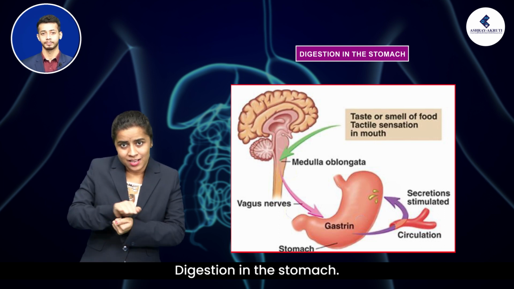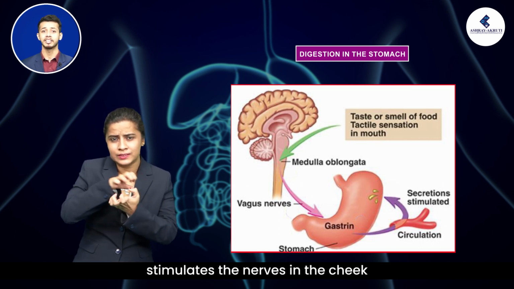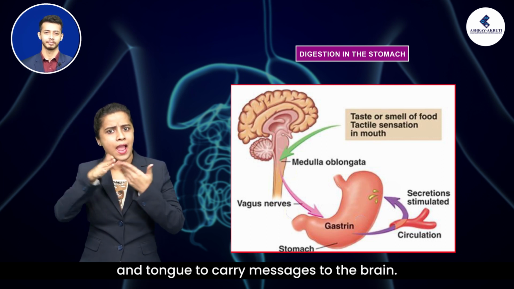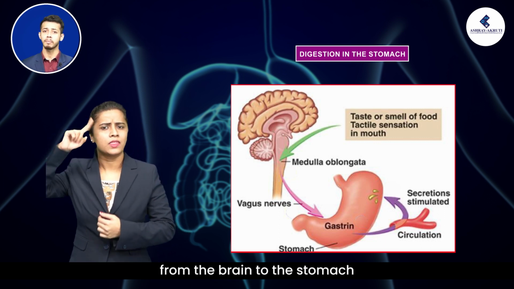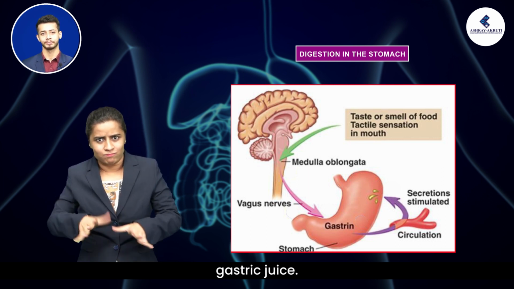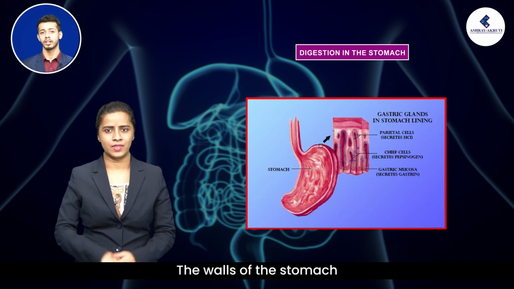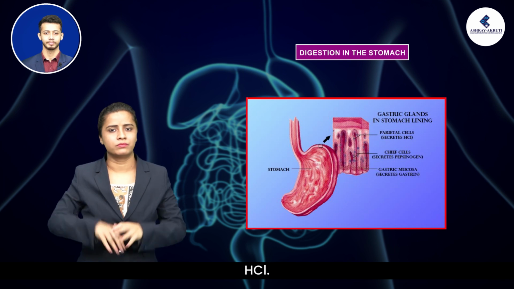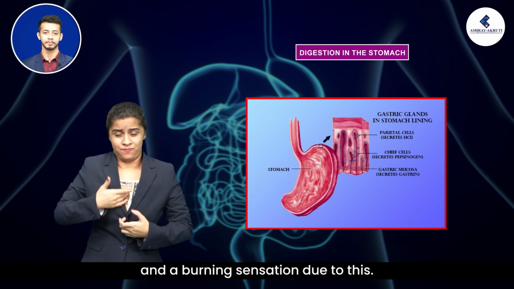Digestion in the stomach. The food in the oral cavity stimulates the nerves in the cheek and tongue to carry messages to the brain. These messages are transmitted from the brain to the stomach wall, stimulating the gastric glands to produce gastric juice. The walls of the stomach secrete juice containing hydrochloric acid, HCl. Most of us may have experienced belching and a burning sensation due to this.